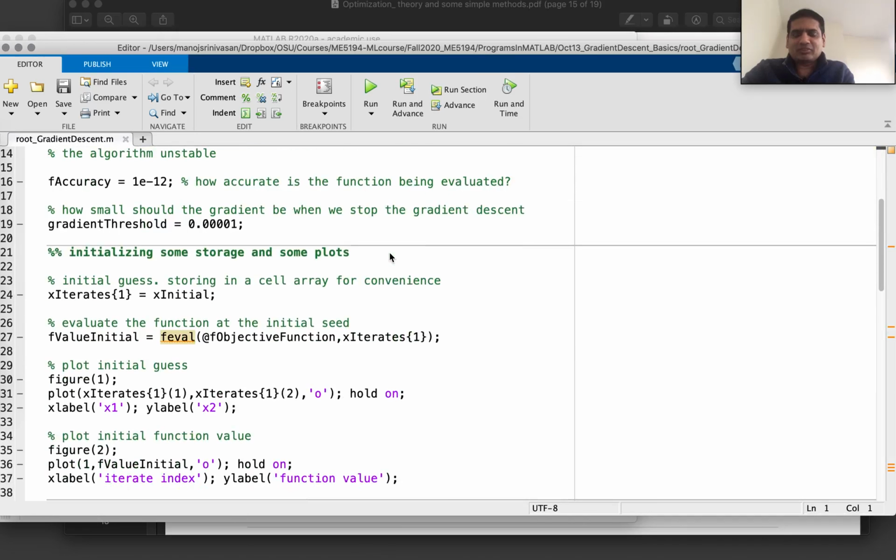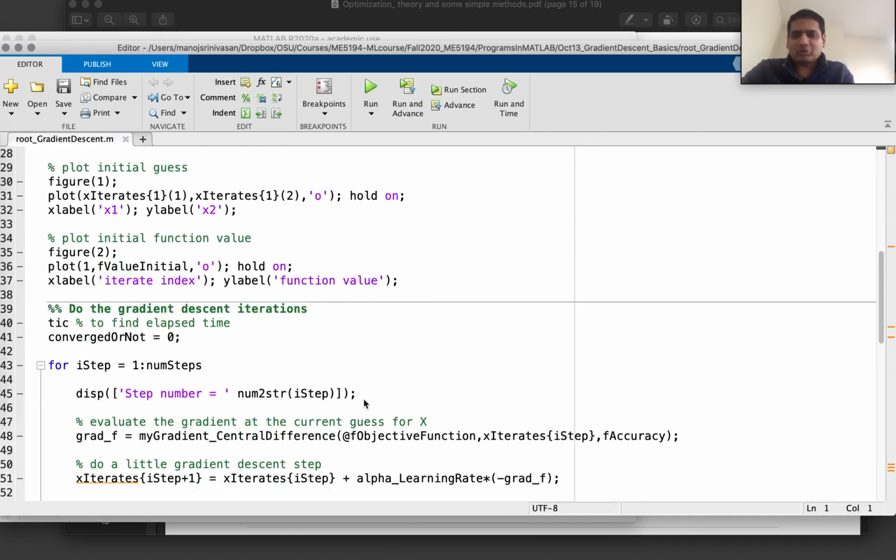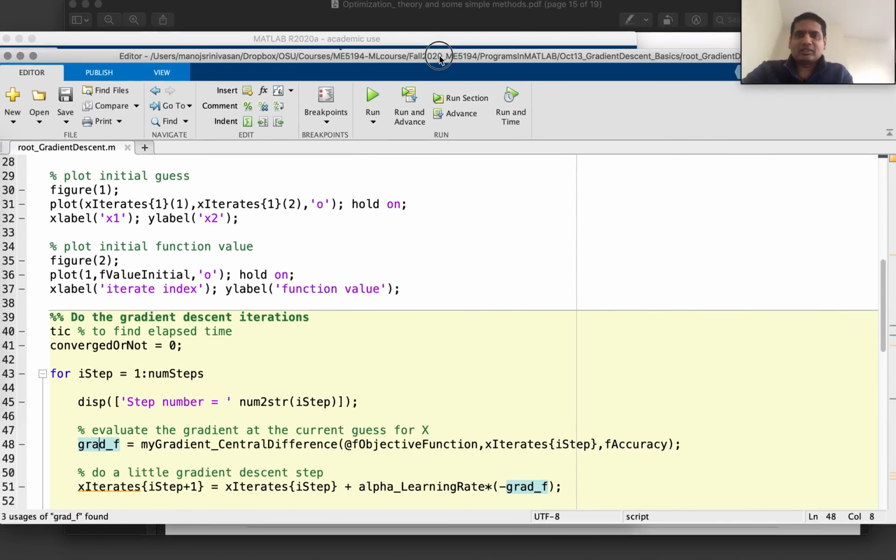Okay, so if you recall, of course, the gradient descent algorithm requires us to compute the gradient of the function being optimized, right? So in this implementation, I use this function, my gradient underscore central difference. It's not an inbuilt MATLAB function. It's just something that I wrote at some point that computes approximately the gradient of the objective function at the current value of the parameters. And well, f accuracy, I'll say what that is actually. And that gives you the gradient of f. Okay.